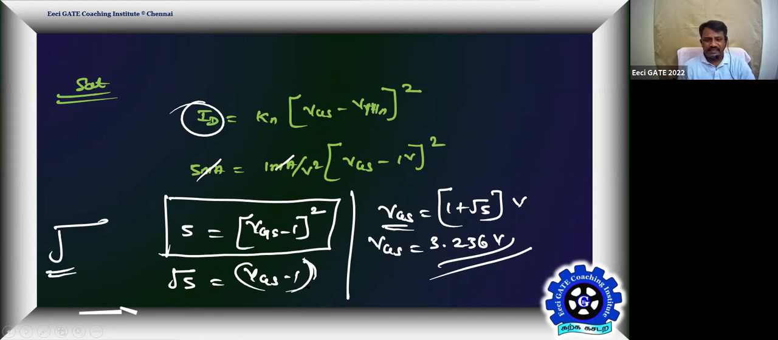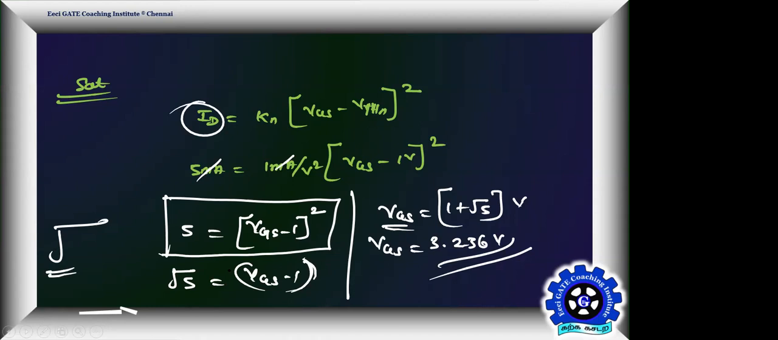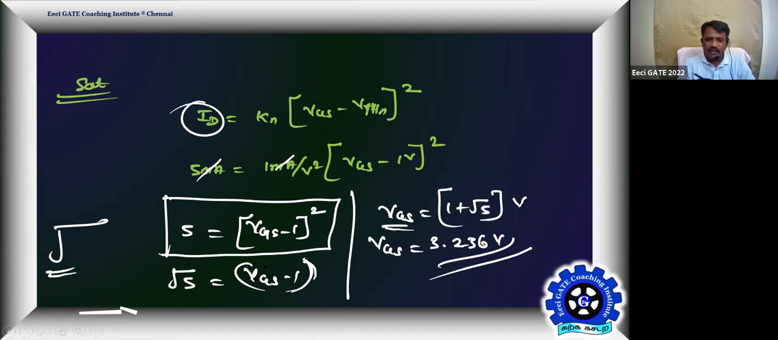Since the mind is already decided to go by expansion of VGS minus V threshold whole square, because of that habit only, again you expanded without noticing that we can go for square rooting the entire equation, then get the VGS instantly. Correct? So a lot of small things will make your calculation rapid and complete the problem instantly. So the practice will tell you, when you bring all the things together, it's possible to get the solution instantly. This is what exactly the GATE is demanding from you.